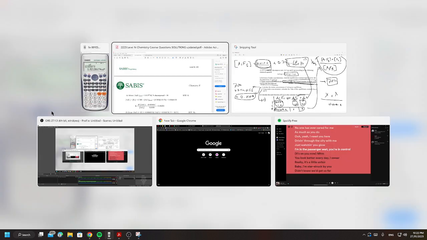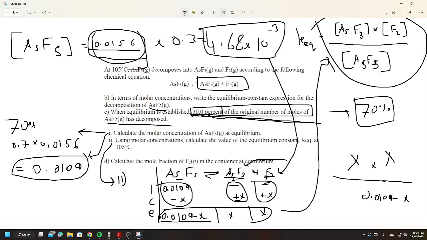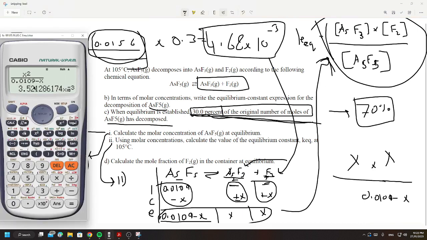Oh, I'm so dumb, it hurts. We're supposed to do concentrations into this formula, and we already have the concentration of AsF5. I don't know why I did minus x.